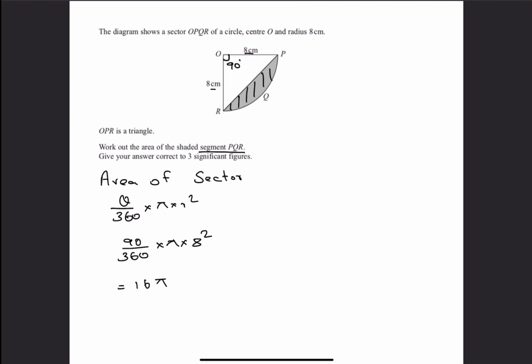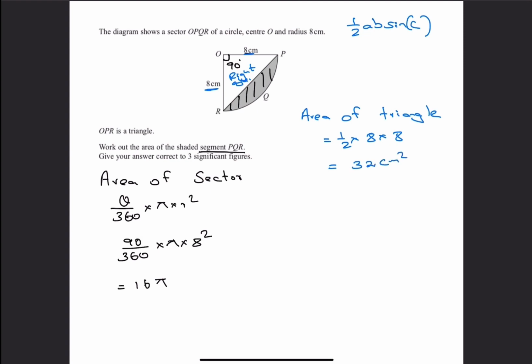Then the second thing you have to do is the area of the triangle. Two formulas: half times base times height, or you can do half ab sine C. This angle is 90 degrees, so this is a right angle triangle. For a right angle triangle you can do the easy one, half times base times height. Otherwise you have to do half ab sine C. So I'll just do half times base times height. The base is 8 and the height is 8. That makes it 32 centimeters squared.